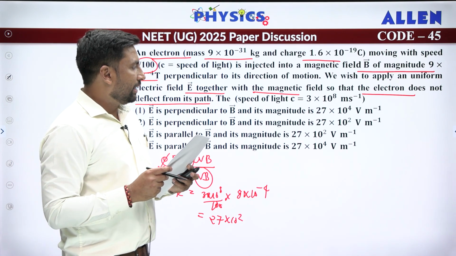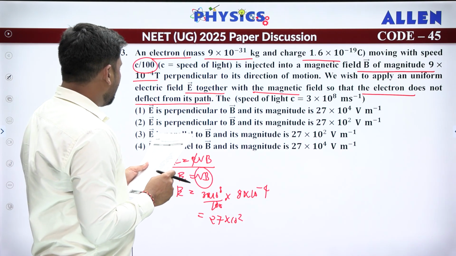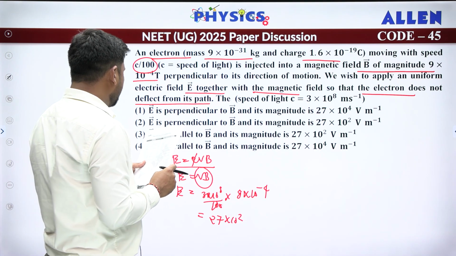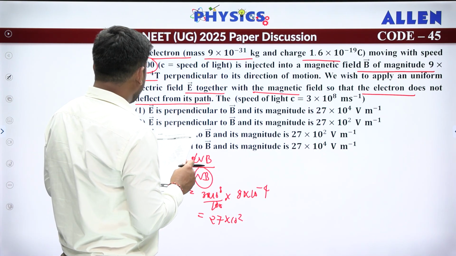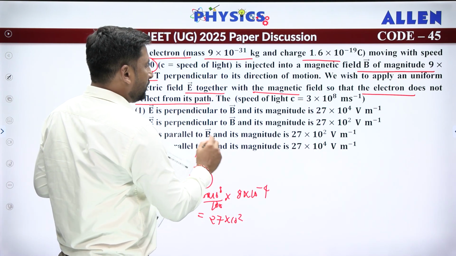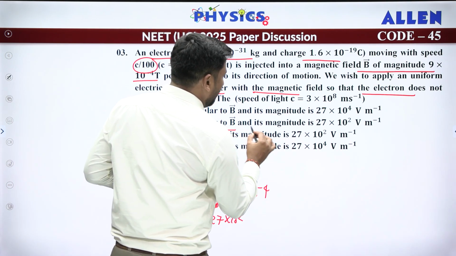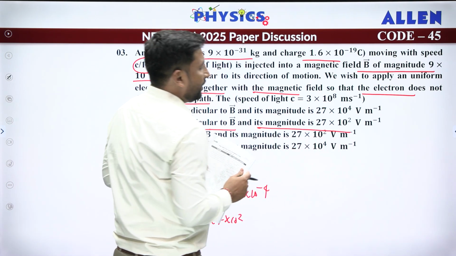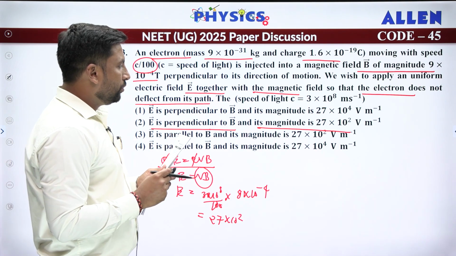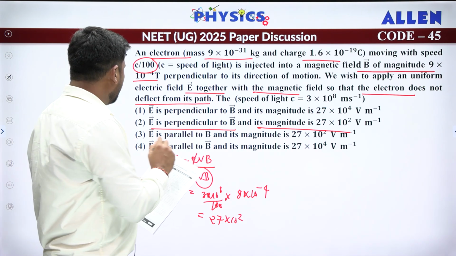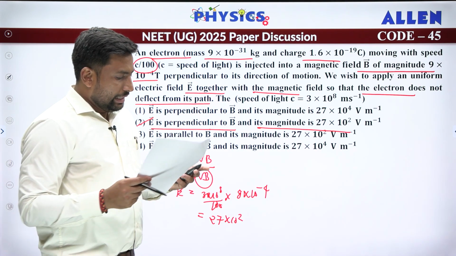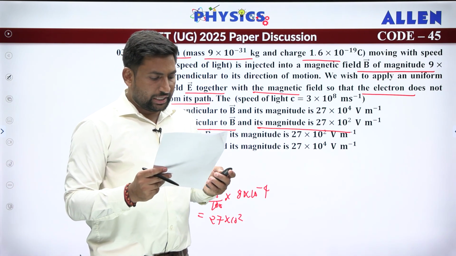And it will be perpendicular to the magnetic field. So which option will be matching here? E will be perpendicular to B, and its magnitude will be 27 into 10 power 2 volt per meter. So option number 2 will be correct for this. Let's move to the next question.